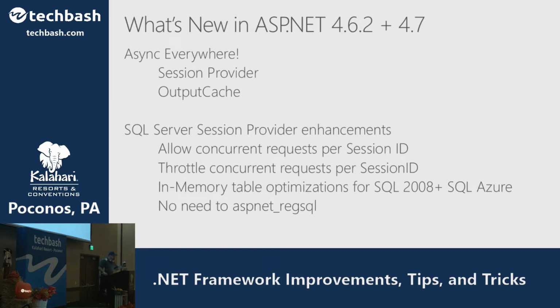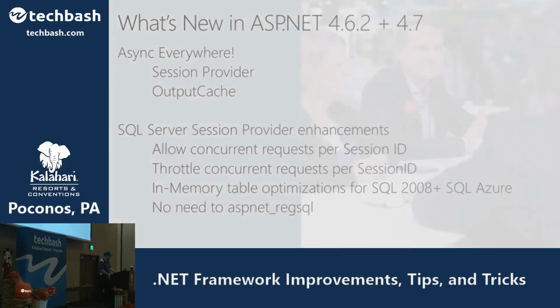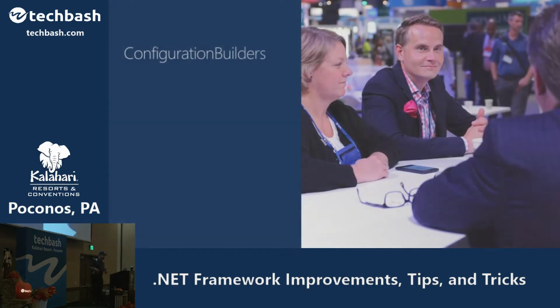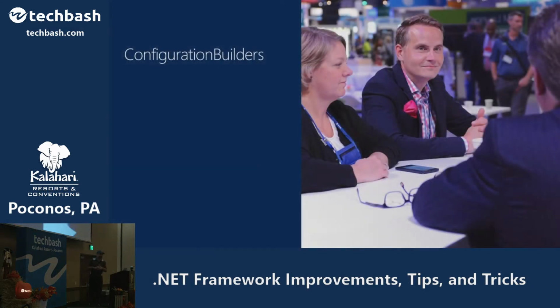Now, what I want to show you, I want to start with something called configuration builders. Configuration builders is something that we introduced in .NET Framework 4.7.1. Now, if you've seen some of the things that we can do with .NET Core, you know that we can take our configuration in .NET Core and we can receive configuration from 3 different places by default, from the command line, from an app settings JSON file, or from environment variables.